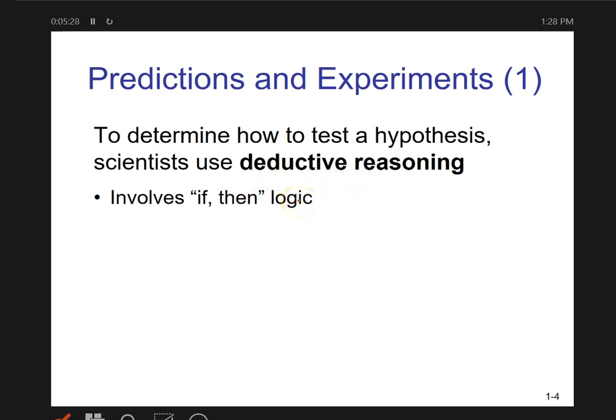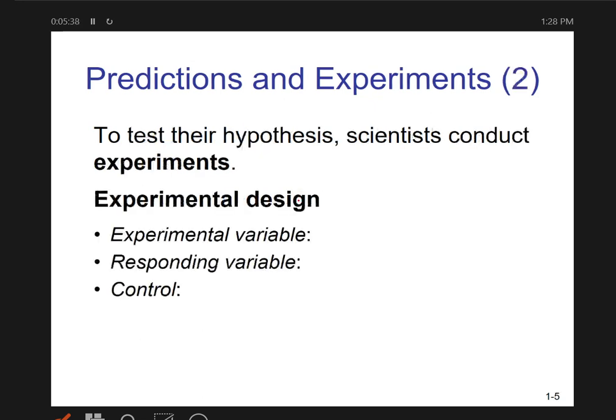So, for example, if indeed drinking hot water with lemon boosts your immune system, well, then I should not get sick when others are sick. You see what I'm saying? So that would be deductive reasoning. But wait, first we have to design our experiments, all right?